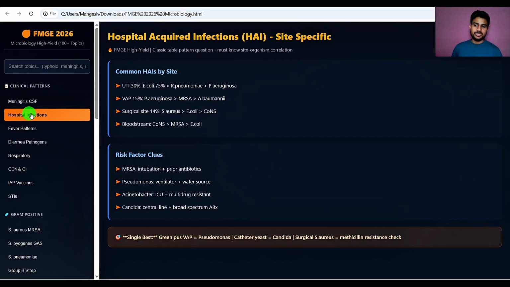Let's move towards the next topic, that is hospital-acquired infections, also called nosocomial infections. The most common are UTI, urinary tract infection, ventilator-associated pneumonia, surgical site infection, or bloodstream infection. So you just have to remember which one is common and what is the most common causative organism. For example, the most common hospital-acquired infection is UTI, and the most common cause of it is E. coli. So you have to remember these things. And the same goes for ventilator-associated pneumonia, surgical site infection, and bloodstream infection.